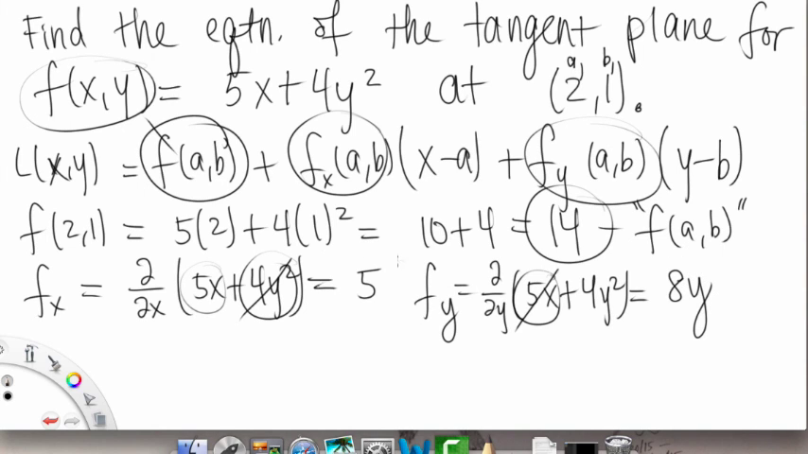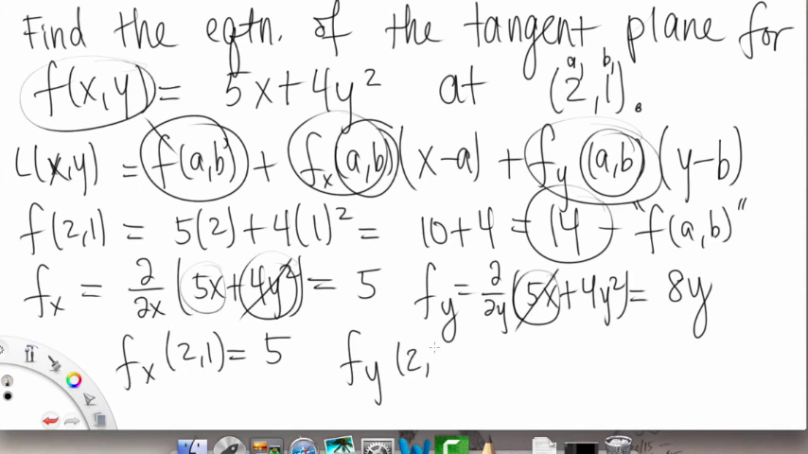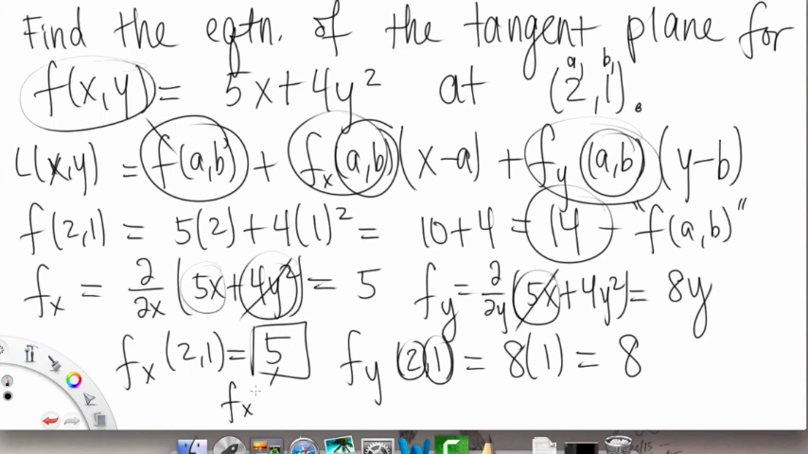And furthermore, if we plug in that (2, 1), our (a, b), into each of those, we get f sub x of (2, 1) is just going to equal 5, because that's constant 5. How about f sub y at (2, 1)? Then we plug in a 2 for the x spot and a 1 for the y spot. We only have that one y spot, so we're going to do 8 times 1, which turns out to be an 8. Okay, so this is the f sub x at (a, b). Okay, this is the f sub y at (a, b). Okay, so we have those two things, the 5, the 8, and the 14.